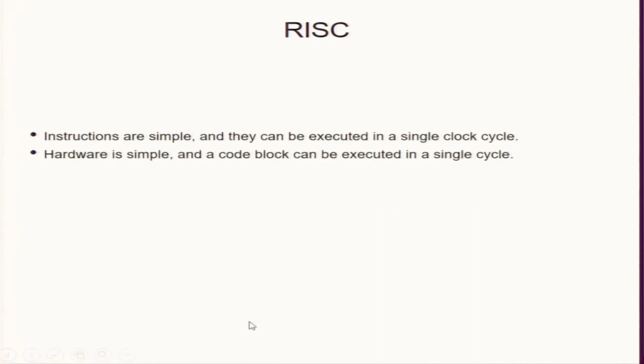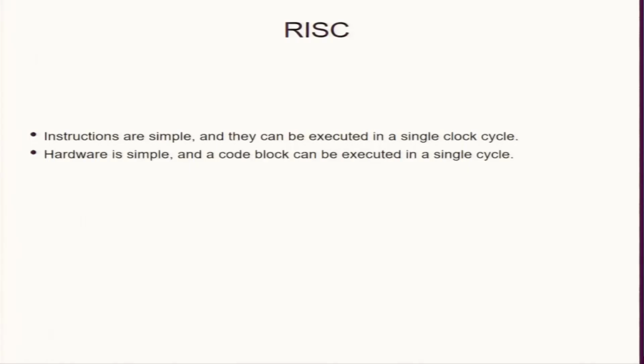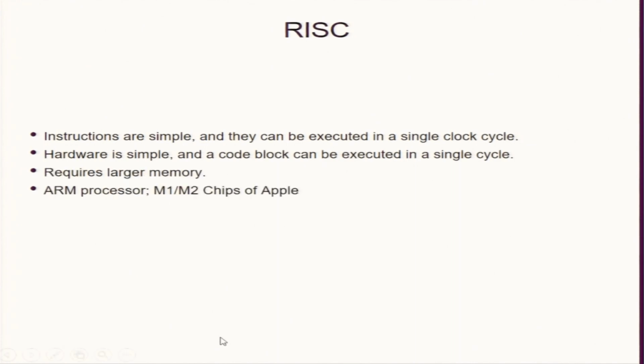Hardware is simple and code blocks can be executed in a single clock cycle. In CISC, the operation need not be executed in a single cycle. One operation may take 5 cycles or 6 cycles. But we want things to be done in a single cycle. So programming is simpler, your hardware is simple. That's the idea, and this RISC is what was proposed. It requires larger memory, it is faster. Writing code, writing a compiler, is much easier in RISC.